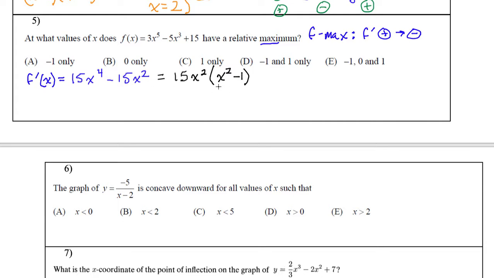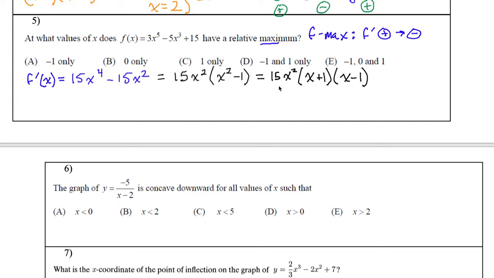And you should know that this is a difference of squares because x squared is a square, 1 is a square. So this is now equal to 15x squared times x plus 1 times x minus 1. Whenever you have a difference of squares, it's a conjugate pair when you factor it. All right, so we factored this whole equation.